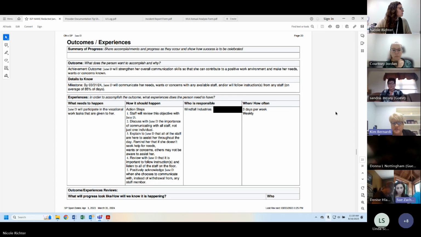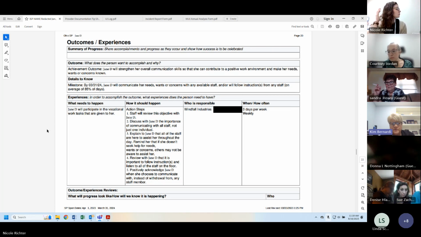She wants to communicate her needs, her wants, her concerns with any available staff, or will follow instructions from any staff on average of 85% of the day. We're trying to get her to communicate more. So they want her to be able to discuss the importance of communicating with all staff, because these are community employment goals for her. If she wants to work in the community, these are some things that she needs to learn how to do, because when she wants to talk to her bosses or managers about her tasks or what she needs help with. So then your action steps for this, she has 5 action steps.